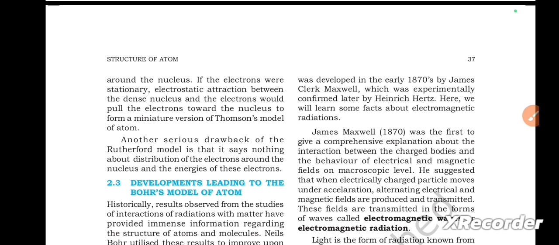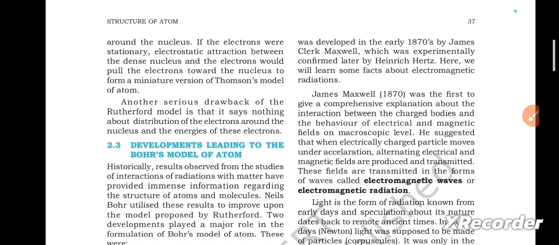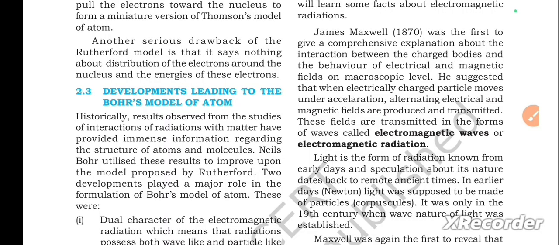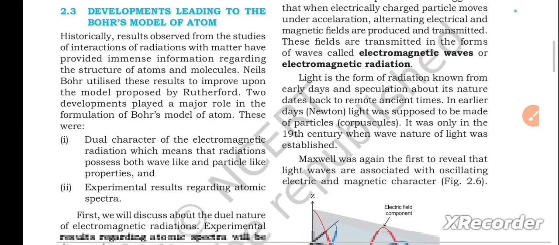James Maxwell, in 1870, was the first to give a comprehensive explanation about interaction between the charged bodies and the behavior of electrical and magnetic fields on a macroscopic level. He suggested that when an electrically charged particle moves under acceleration, alternating electrical and magnetic fields are produced and transmitted. These fields are transmitted in the form of waves called electromagnetic waves or electromagnetic radiation.